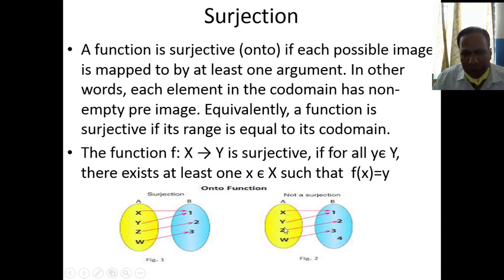Contrary to this, in the second figure we find that there is an element 4 in the codomain which does not have any pre-image. That means here the codomain contains the elements 1, 2, 3 and 4, whereas the range, which is the collection of all the images, contains the elements 1, 2 and 3. That means codomain is not the same as range. So this function is not onto.